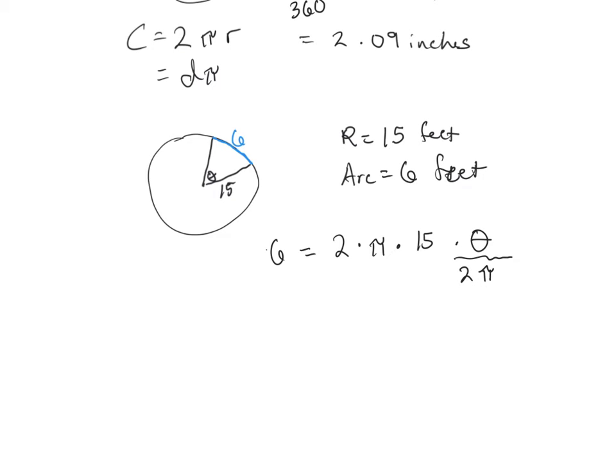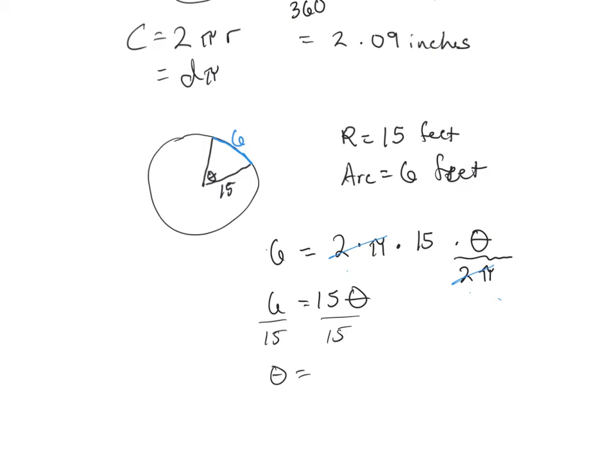Okay, now I'm going to simplify before I multiply anything else. I notice that 2 pi and 2 pi, you can cross simplify that and you get just 1. So these two cancel each other out to make 1. Then you're left with 6 equals 15 theta. Divide both sides by 15.